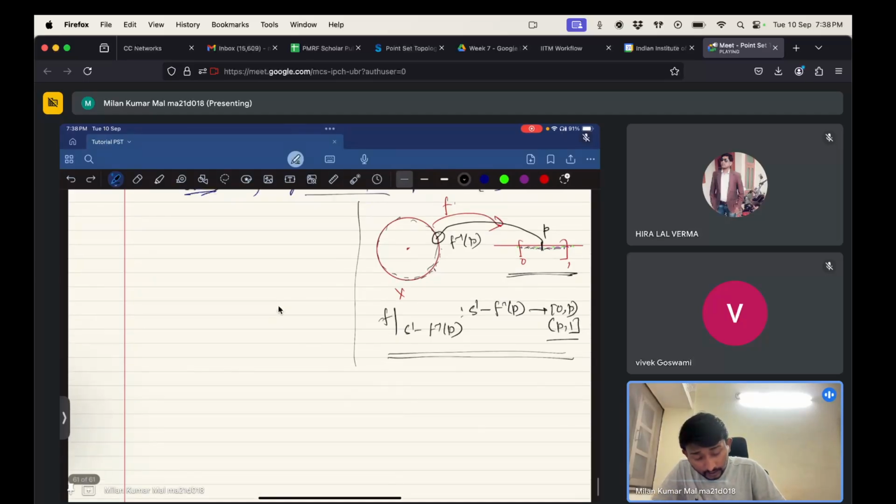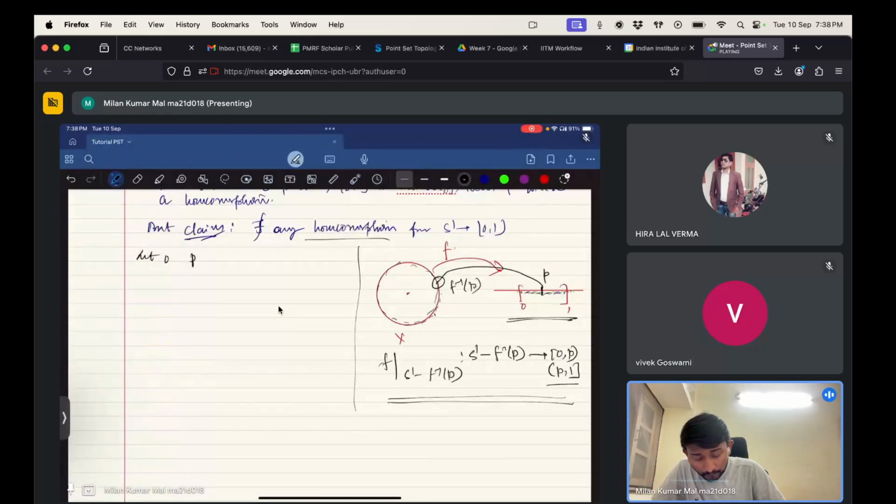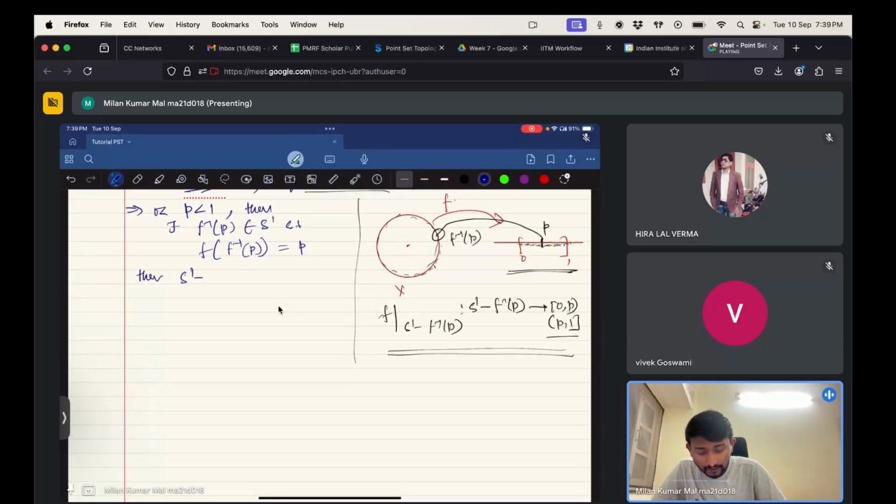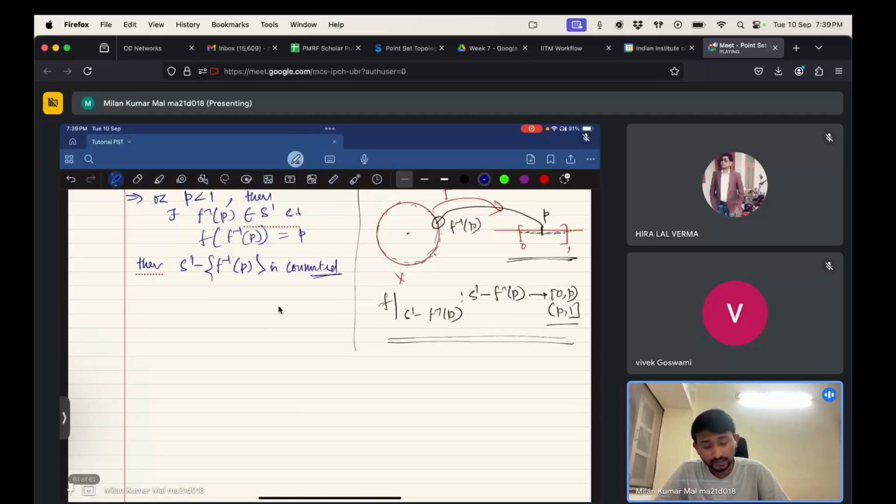So how is this happening? Let's take a point P with 0 less than P less than 1, not an endpoint; I am taking any point in between. Then there exists a point F inverse of P in S1 such that F of F inverse of P equals P. Then S1 minus F inverse of P is connected, moreover path connected. Just removing a point from the circle, it is still connected, right? I can join 2 points by a path on this circle.